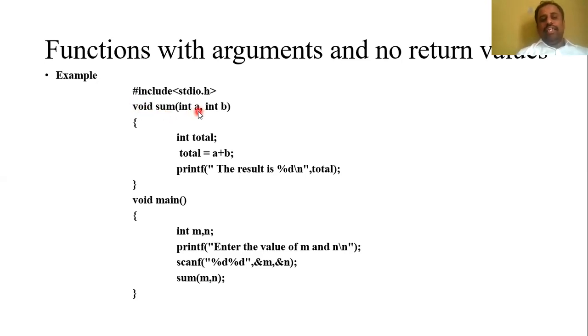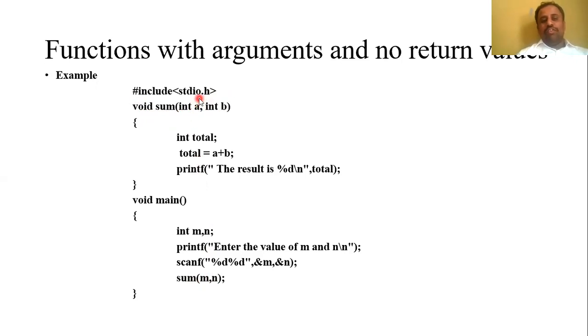The sum function takes int a comma b, nothing but integers. Both are integers, and here M and N are also integers. They should match. So a is a local variable to this function, and b is also a local variable to the sum function, so it will allocate separate memory. That's why these two are what you call formal parameters. What you passed from the calling function, that value will be held by the variable.